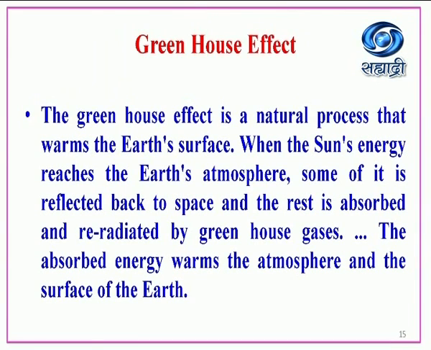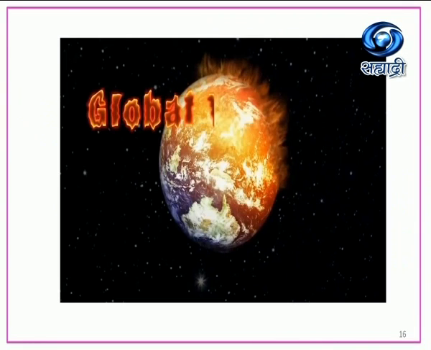When the sun's energy reaches the Earth's atmosphere, some of it is reflected back to space and the rest is absorbed and re-radiated by greenhouse gases. The absorbed energy warms the atmosphere and the surface of the Earth. So I will show the video. After that, you will come to know what the greenhouse effect is.